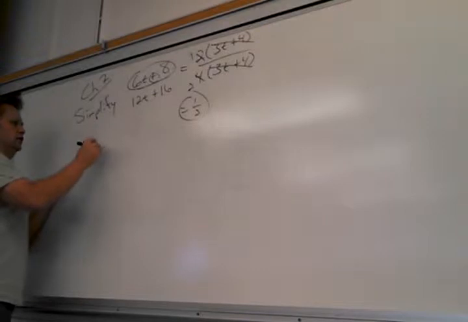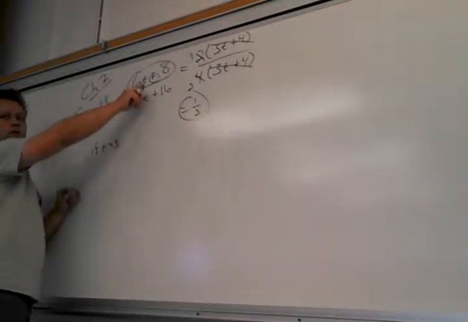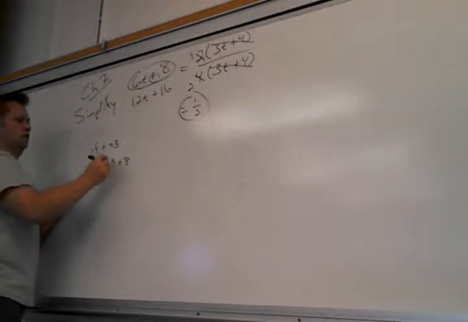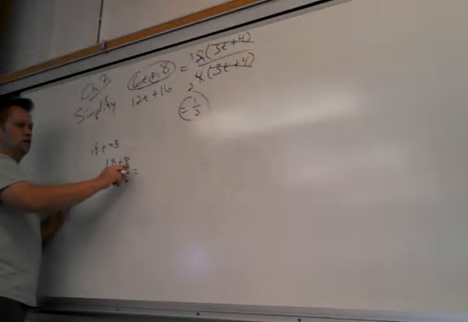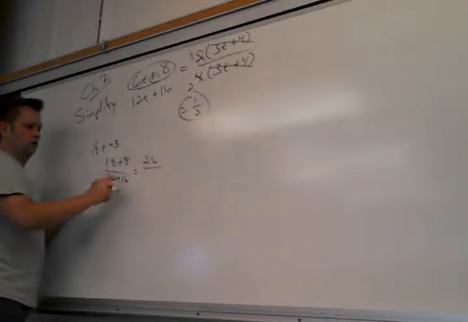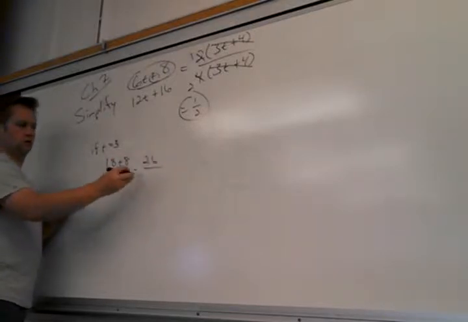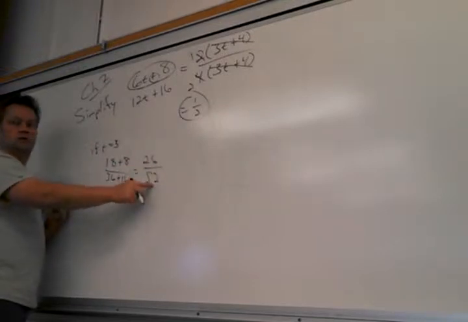So if t is 3, what is this? That's 18. 18 plus 8 over 36 plus 16. What's 18 plus 8? And what's 36 plus 16? It's 50. And this reduces to 1/2.